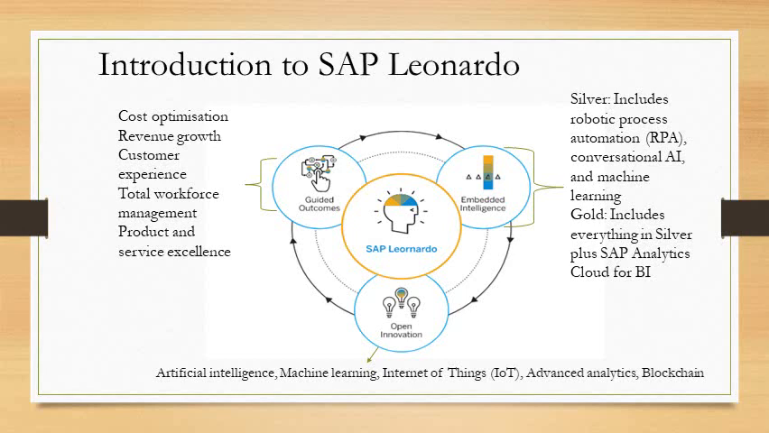Embedded intelligence comes in two versions. One is silver and the other is gold. Silver includes robotic process automation, conversational AI, artificial intelligence, and machine learning. Gold includes everything in silver plus SAP Analytics Cloud for BI.